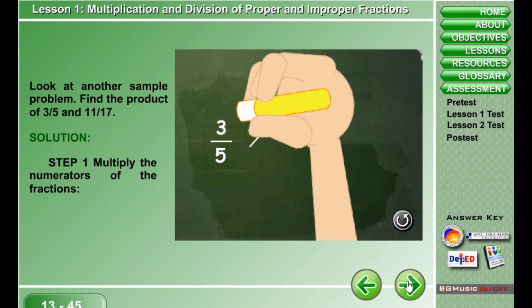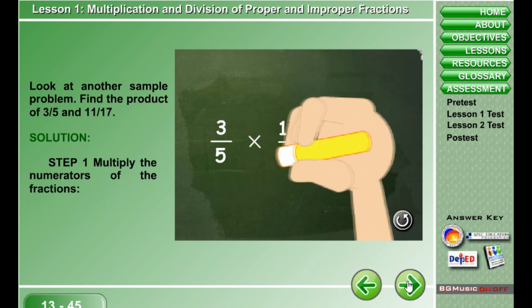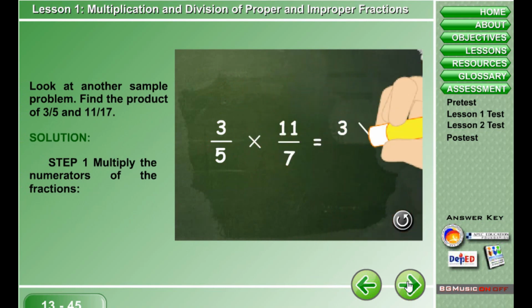Look at another sample problem. Find the product of 3/5 and 11/17. Solution. Step 1. Multiply the numerators of the fractions.